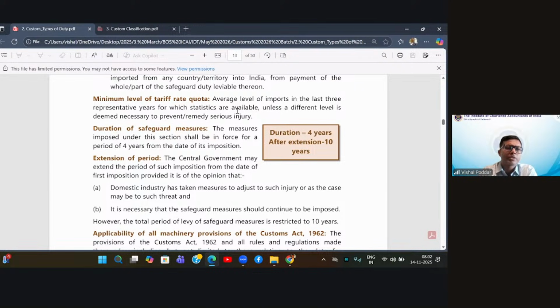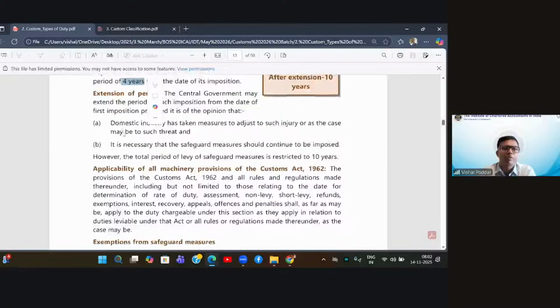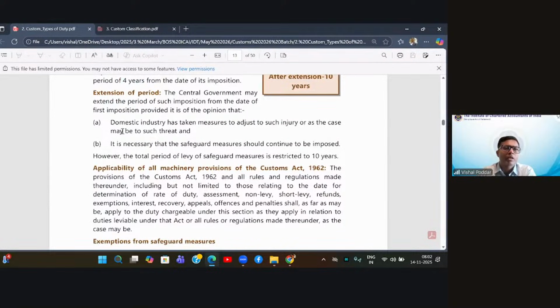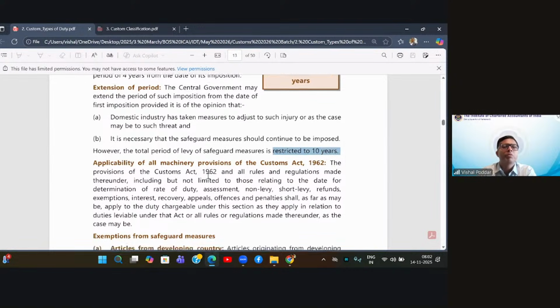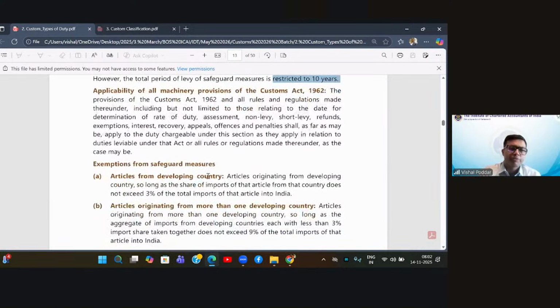So they will see last 3 years imports. Then for what period may the safeguard duty be levied? Initially, when the government is levying it for the first time, it will be levied for 4 years. And then after conducting further inquiries, if the government feels that we still need to extend this so that our industries get protection, it can be further extended, but subject to a maximum of 10 years. So initial 4 years plus extension can be a further 6 years. So maximum 10 years, the duty can be imposed.